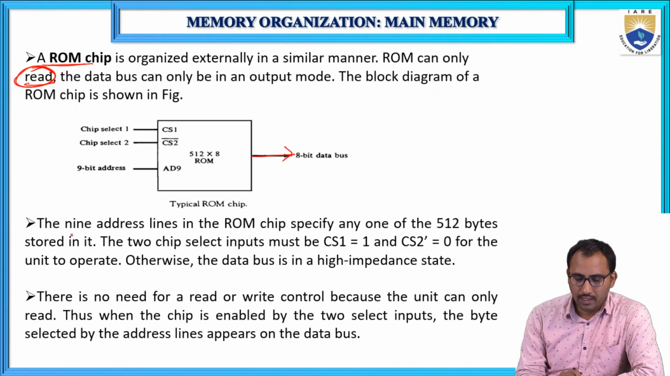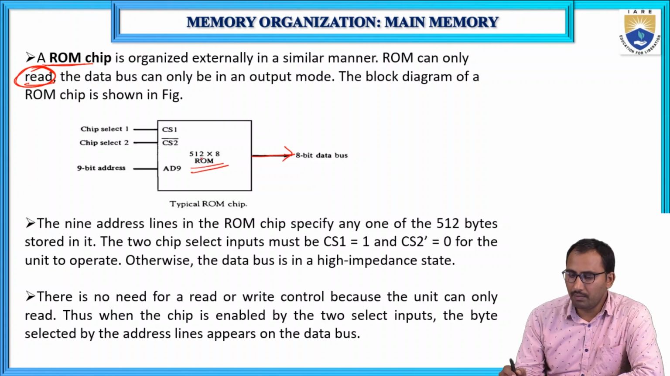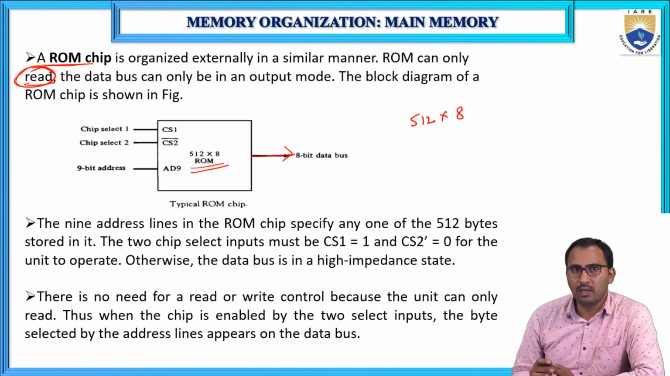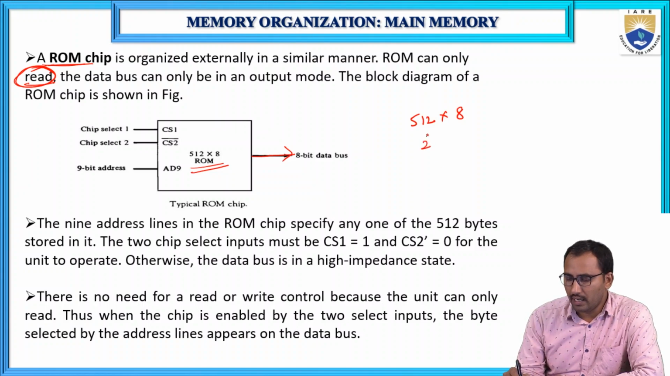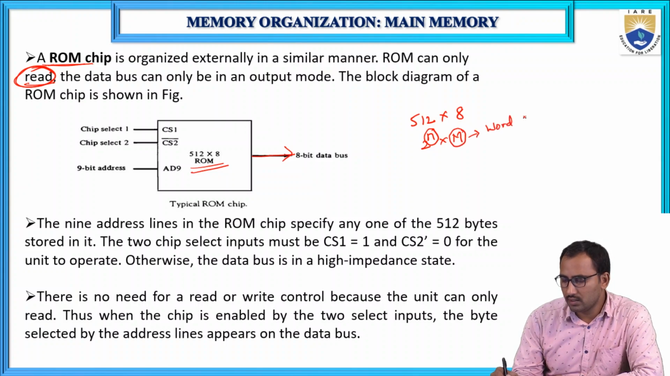Okay, so the 9 address lines. So what will be the size of the ROM? It will be 512 by 8. So already we have seen how the memory chip size will be represented: 2 power n into M, where n is the number of address lines and M is the word size.